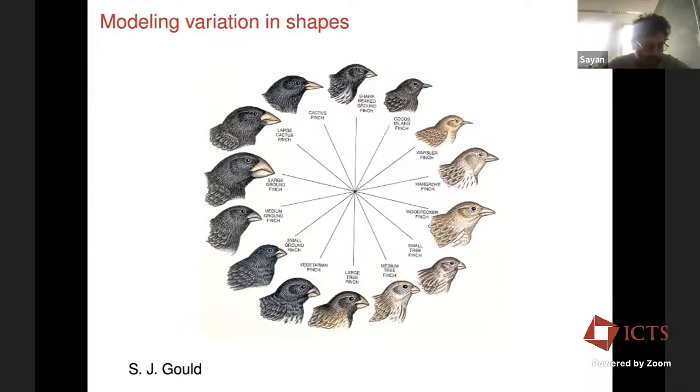And part of the genius of Darwin was that when he started thinking about these things, because he was very interested in evolution, he wanted to understand variation. And these are pictures of Darwin's finches. And these beaks have different meanings.